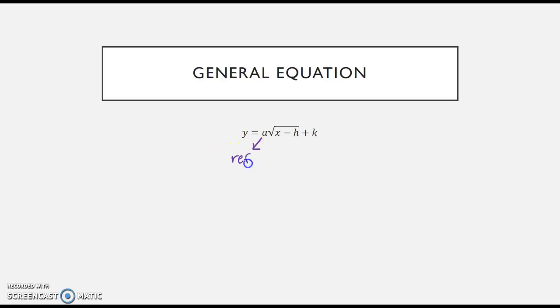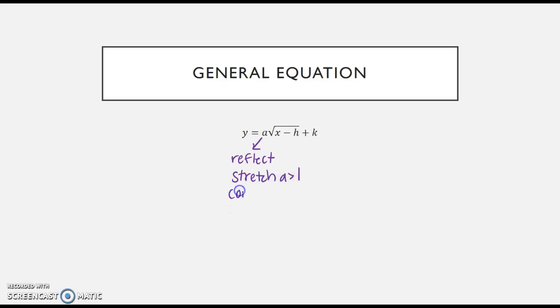Or in other words, it tells me if it's reflected or not. Right? A negative means it's going to be reflected going down. And it also tells me if it's stretched or compressed. So if it's going to be pulled vertically or squished vertically. So if it's going to be skinnier, kind of taller, it's going to be stretched, and that's when a is greater than 1.